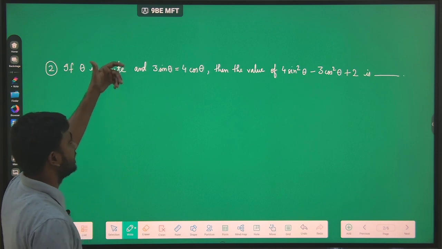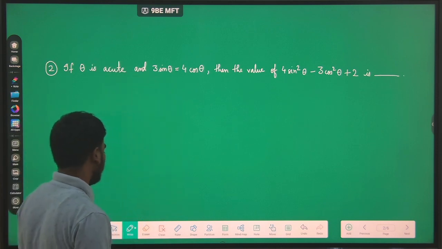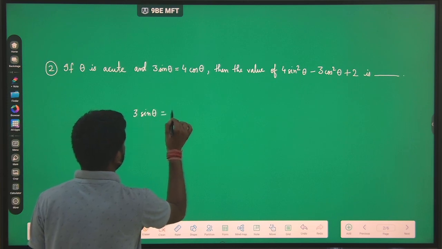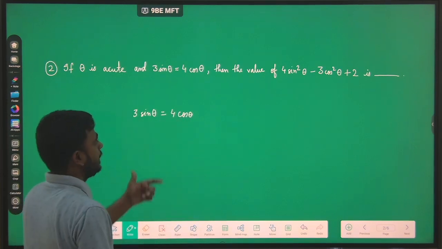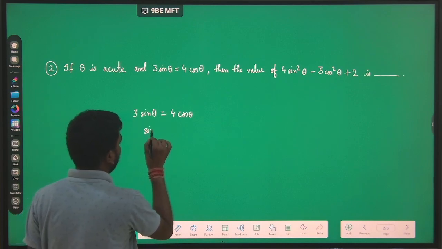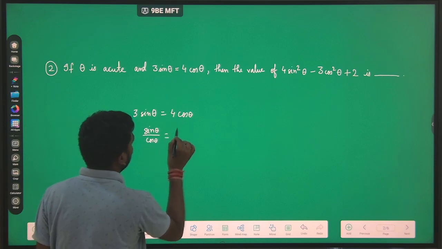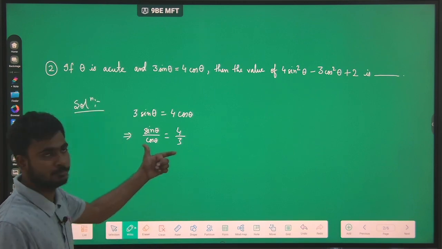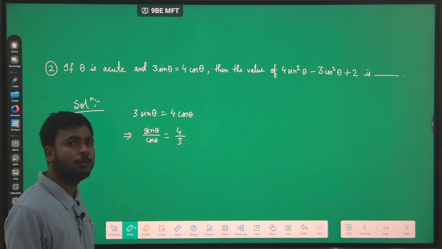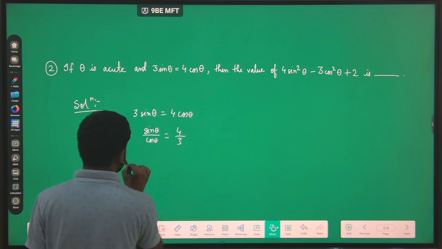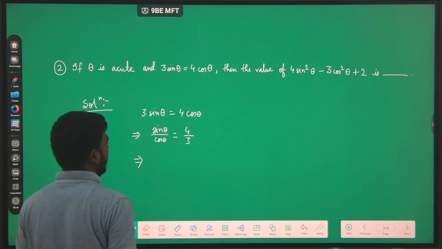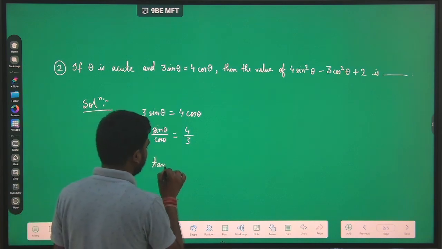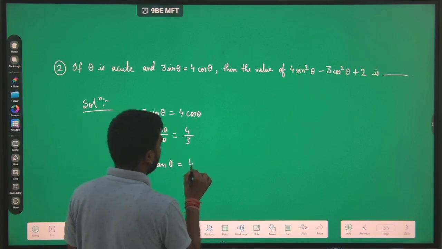Now, here it is given 3 sin theta is equal to 4 cos theta. What does it mean? 3 sin theta is equal to 4 cos theta. This implies sin theta upon cos theta is equal to 4 upon 3. Okay. In our previous class, I told you about the quotient relation, in which sin theta upon cos theta is actually tangent of theta. So, tangent of angle theta will be 4 upon 3.